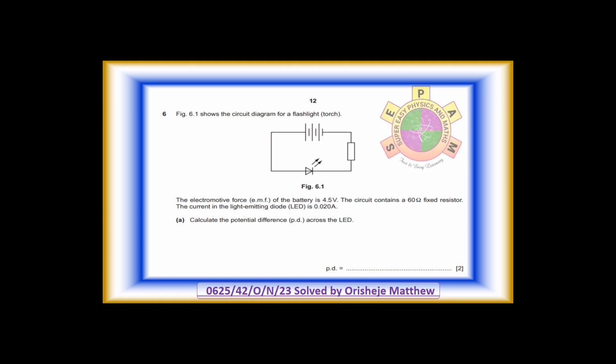The electromotive force of the battery is equal to the potential difference across the light-emitting diode plus the potential difference across the resistor. The potential difference across the light-emitting diode is equal to the electromotive force of the battery minus the potential difference across the resistor. The potential difference across the resistor is equal to the product of the current flowing across the resistor and the resistance of the resistor. The potential difference across the resistor is equal to 0.02 amperes multiplied by 60 ohms, which is 1.2 volts. Therefore the potential difference across the light-emitting diode is equal to 4.5 volts minus 1.2 volts to give 3.3 volts.